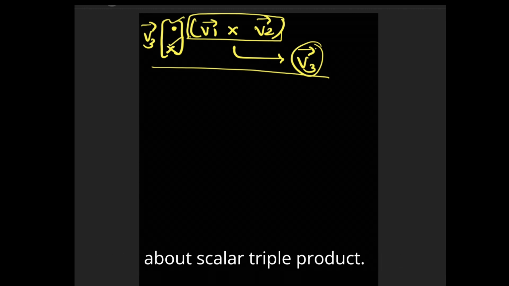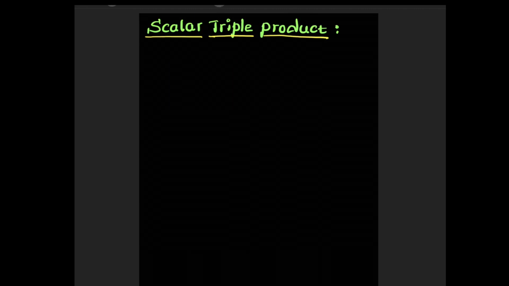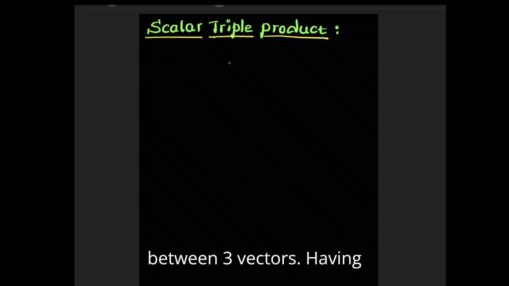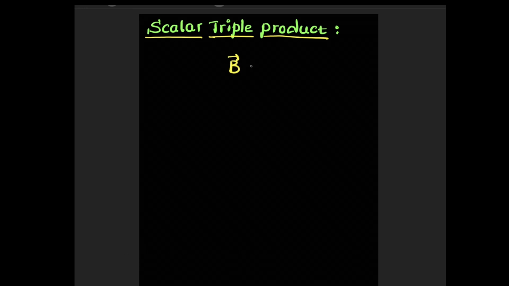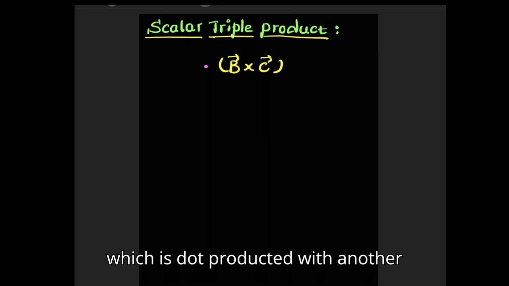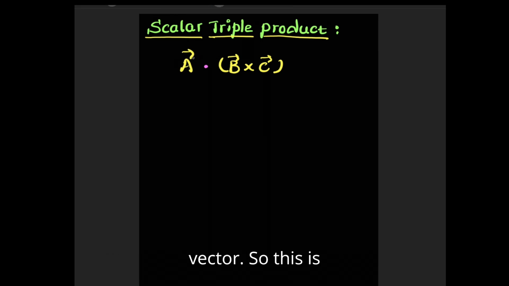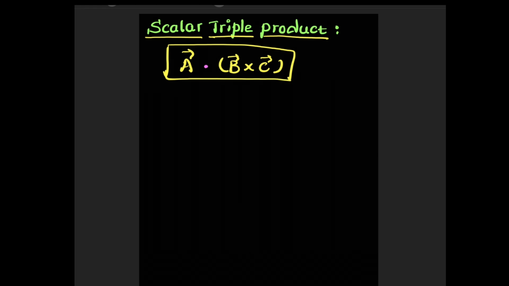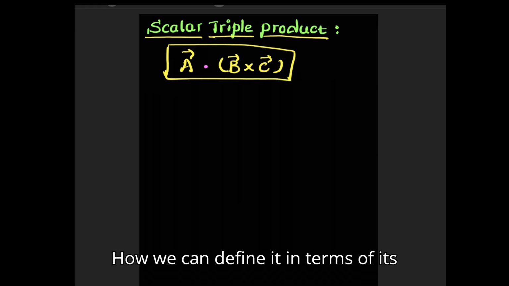Now let us discuss scalar triple product. Scalar triple product is a product between three vectors having cross product between two vectors which is dot producted with another vector. So this is called scalar triple product. How can we define it in terms of its component form?